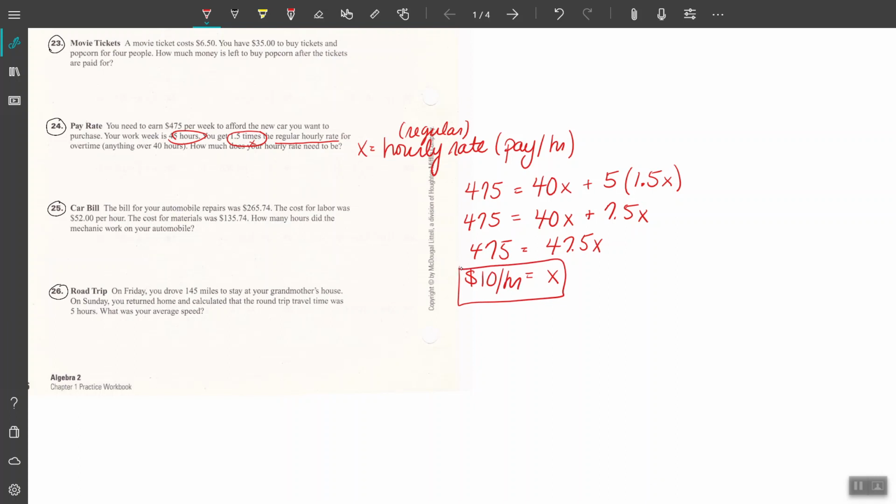So the only way this job is going to work out for you to help you meet the goal is if you find a job that's going to pay you $10 for your regular hourly hours that you're going to work, and then you get 1.5 times that when you work overtime, or rather $15 per hour for those overtime hours.